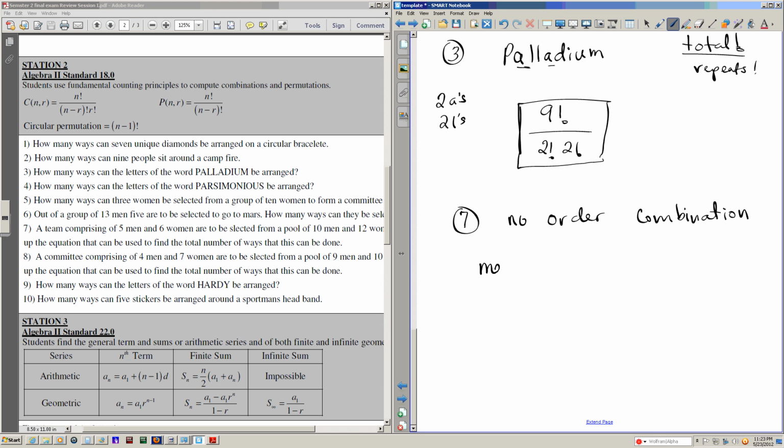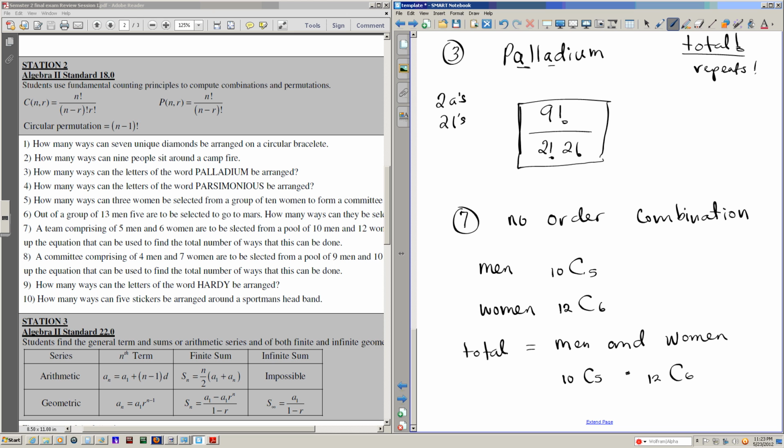For the men, out of the 10 men, we're selecting, remember choose for C, we're choosing 5. And for the women, out of the 12 women, we're choosing 6. Since we're having men and women, remember the operation for and is multiply. So for men it's 10 choose 5, and it's multiplied by 12 choose 6. And there goes your final answer. So there you have it.